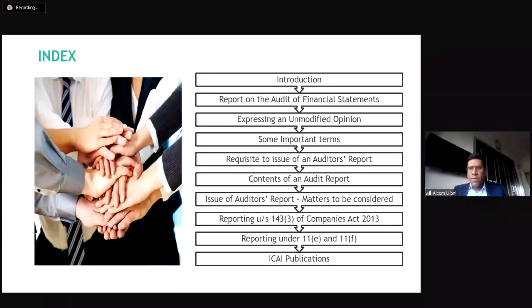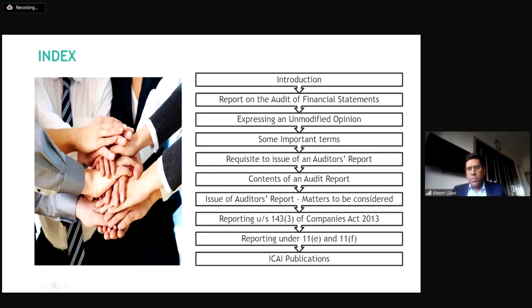It's just a brief of how I will take the presentation. I'll be keeping the time in mind, and I'll just touch upon these topics so that it's a very quick pick for each of you. We won't go into reading the presentation, but broadly I would like to cover these points. We'll talk about how you express an unmodified opinion and what needs to be taken care of. We need to see some of the important terms used in the audit report. What is the requisite to issue the audit report? Finally, the contents of an audit report, very specifically laid down in the standard. None of them can be missed. It has to be that way.